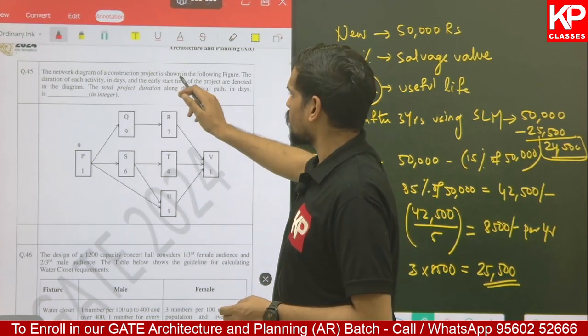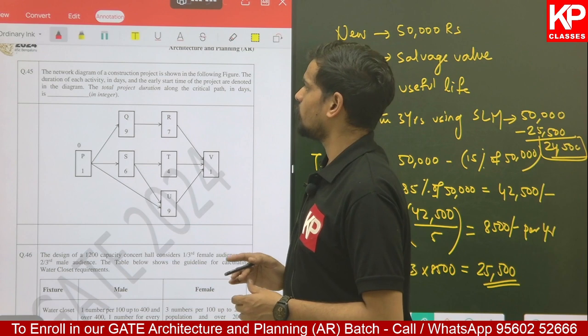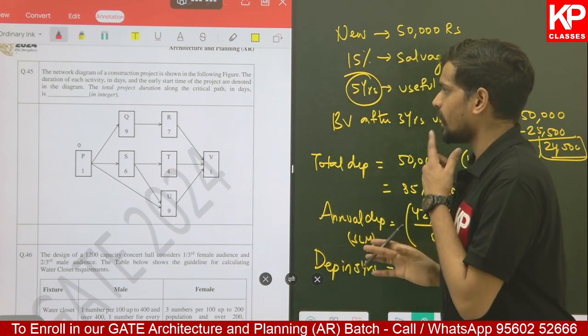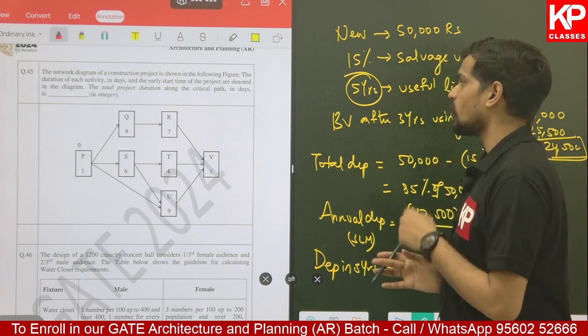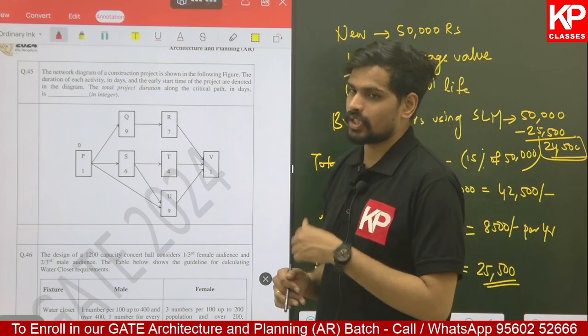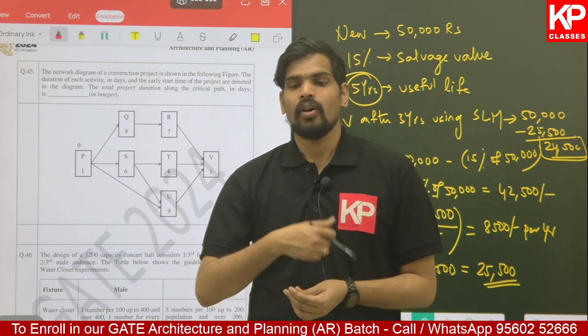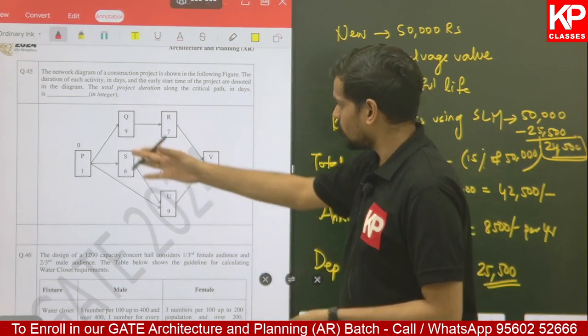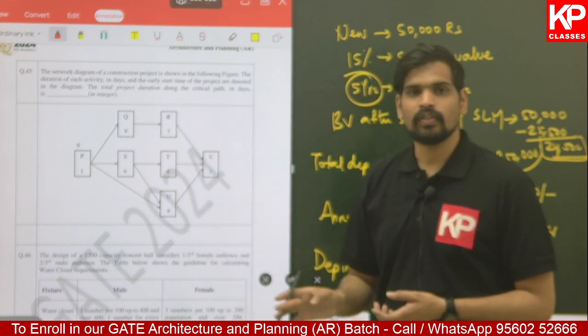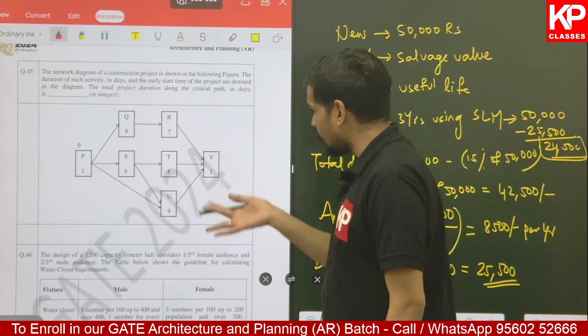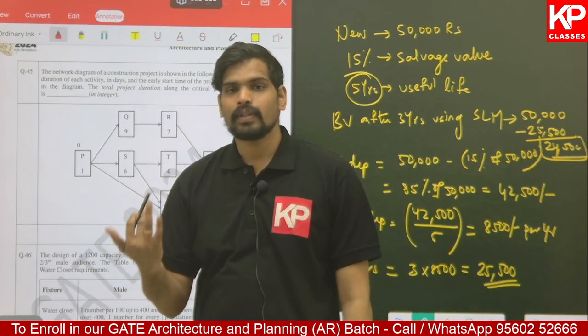The network diagram of the construction project is shown in the figure below. The duration of each activity in days and the early start of the project are denoted as 0 in the diagram. The total project duration along the critical path is ___ days. There are multiple ways you can do it. You can do it by using forward path calculation, or you can also do it by listing down all the paths on the network and finding the longest path and its duration. Let me do it by using the forward path calculation.